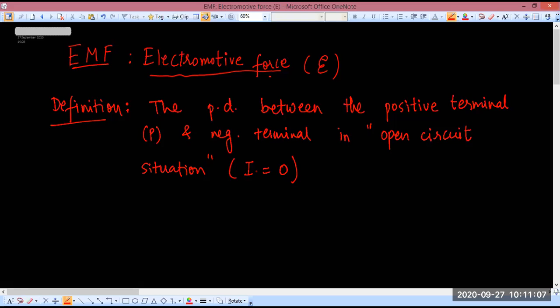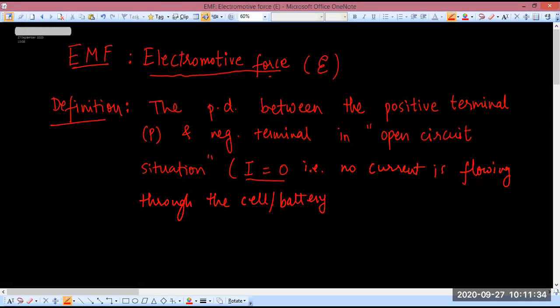Potential difference between the positive terminal and negative terminal in open circuit situation. What is the meaning of open circuit situation? It means current flowing is zero, right? If you want, you can write it further. That is, no current is flowing through the battery or through the cell, right?